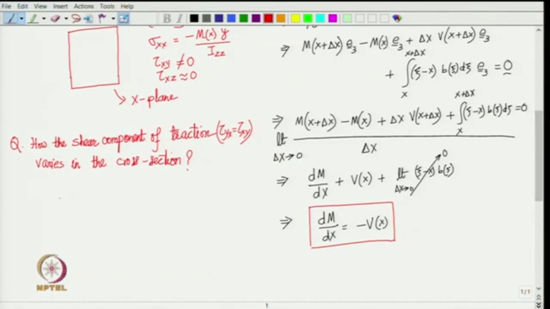So, let us again have a look at the cross section. So, here is the cross section, and suppose this is your neutral axis.